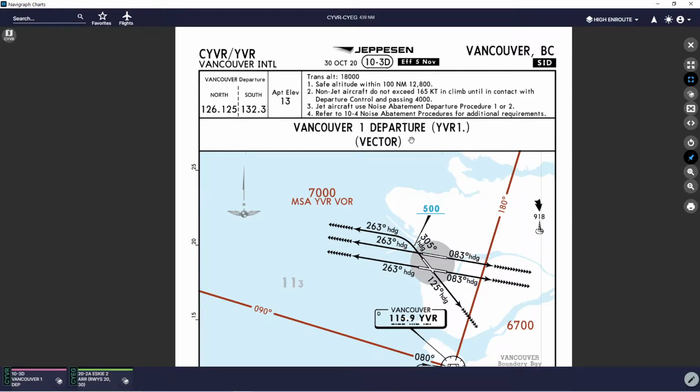Then number 1 in the box gives us our 100 nautical miles safe altitude. So safe altitude within 100 nautical miles is 12,800 feet. And then there's a note for non-jet aircraft. Number 2, non-jet aircraft do not exceed 165 knots and climb until in contact with departure control and passing 4,000 feet. And for jet aircraft, use noise abatement procedure 1 or 2. Now in Canada, we call these NADP 1 and NADP 2 departures.